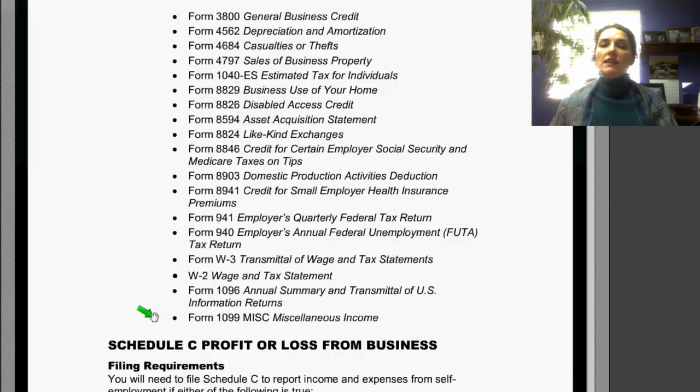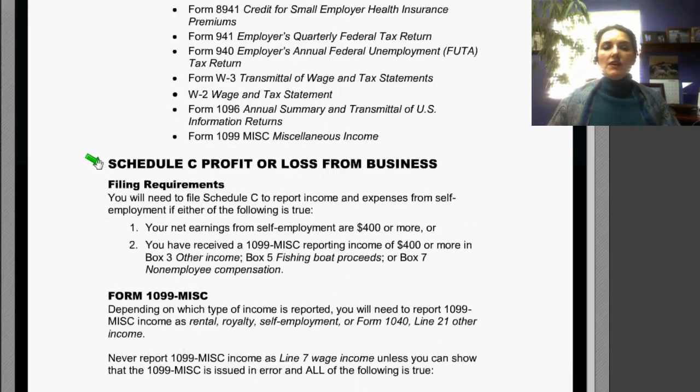So I want you to keep a broad scope, or a big mind, when you're thinking about Schedule C and how all of these other tax forms that we've been learning about throughout our course may interrelate with it. And here we are now on to Schedule C, Profit or Loss from Business, beginning with filing requirements.